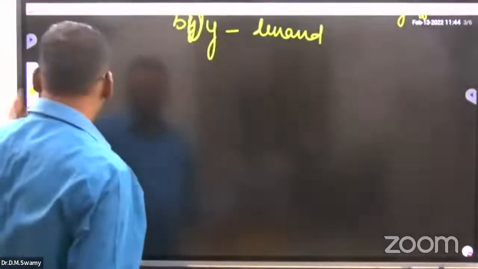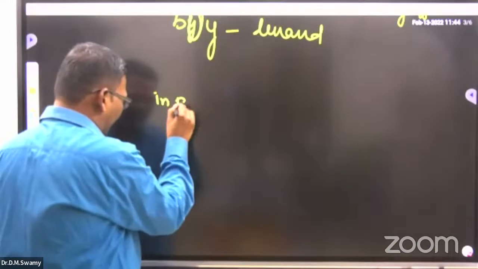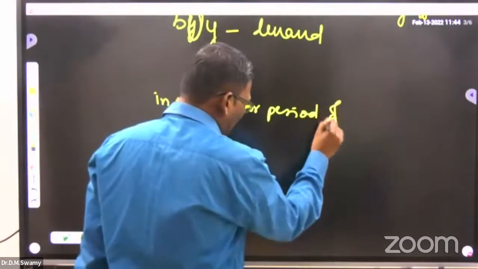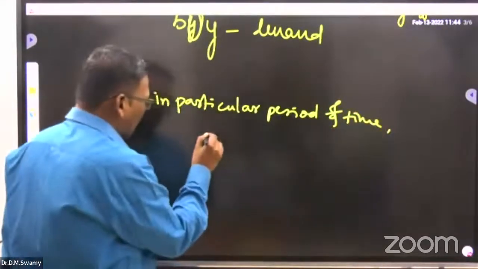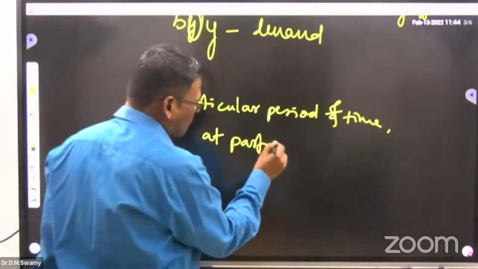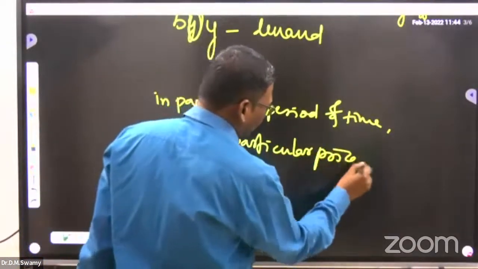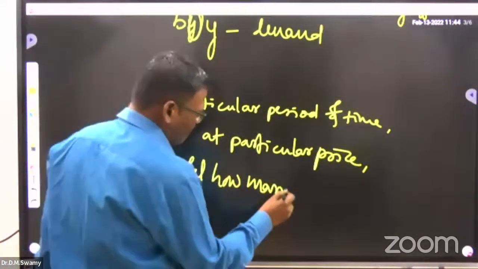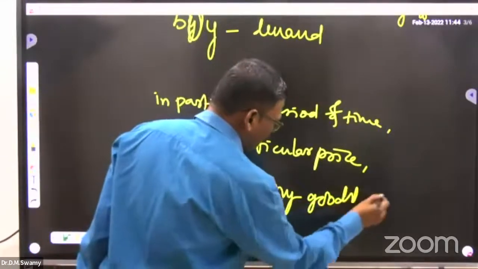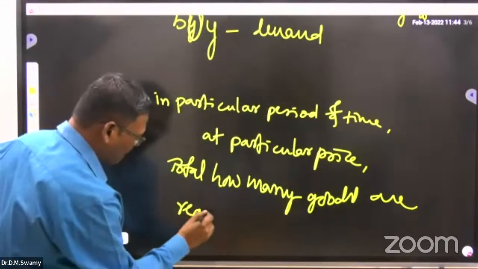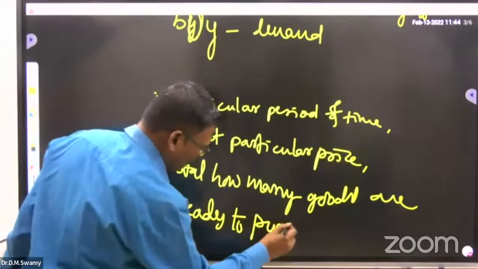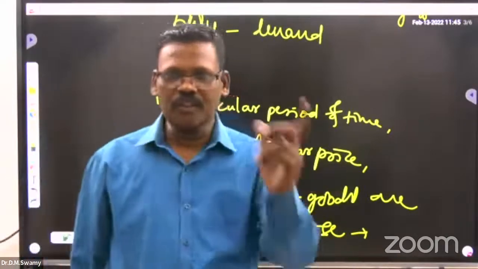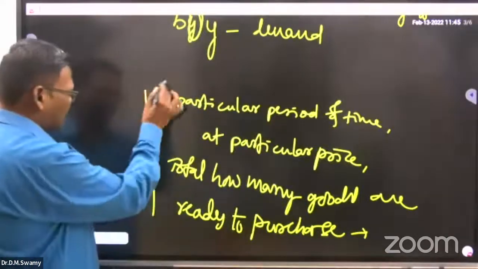So in other words, in a particular period of time, at a particular price, the total number of goods that people are ready to purchase is known as the demand. This is what we call demand.